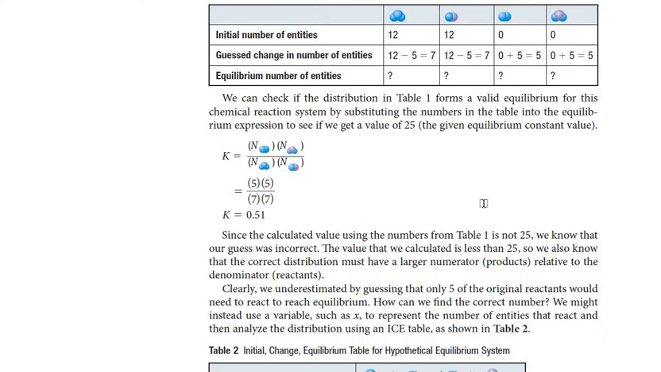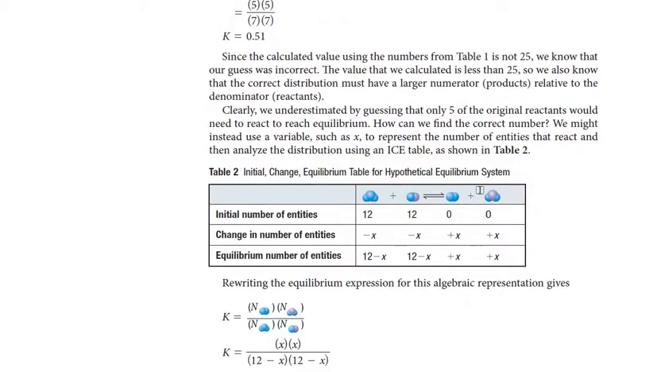We might instead use a variable such as x to represent the number of entities that react and then analyze the distribution using an ICE table. That's what we had before. So we had 12 and 12 initially, and for the products we have 0 and 0. The change is minus x, depending on the coefficient of the reactants. If we assume they're 1, we have just negative x, and if the products are 1 as well, we have positive x. Then for the equilibrium part, we have 12 minus x, and 0 plus x, which is positive x.